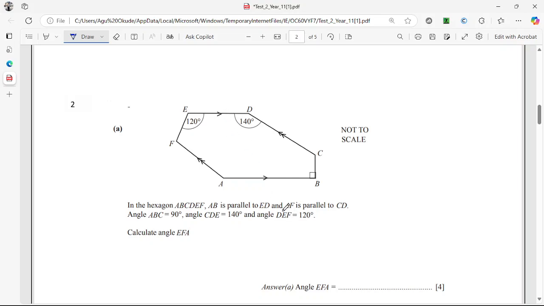All right, then line AF, okay, this AF is parallel to CD. That's why we have this double arrow here, right? They are parallel.